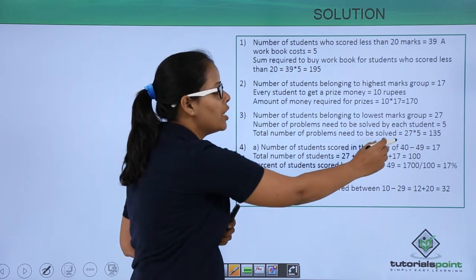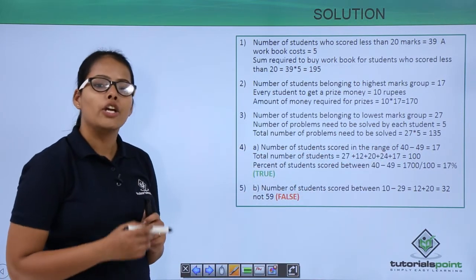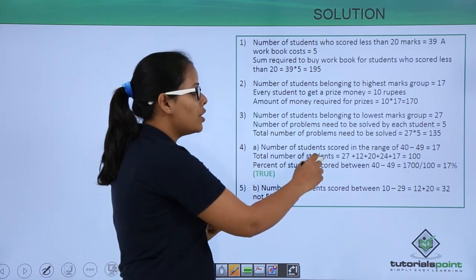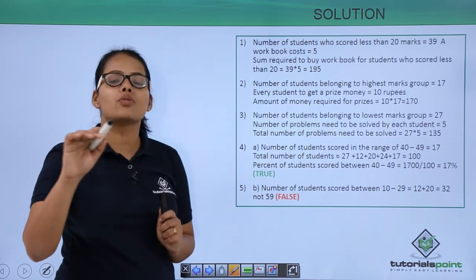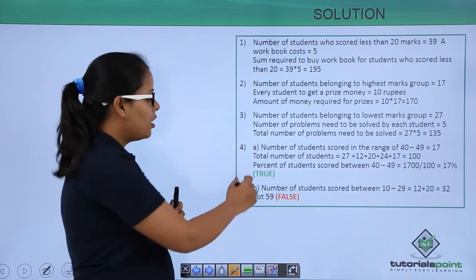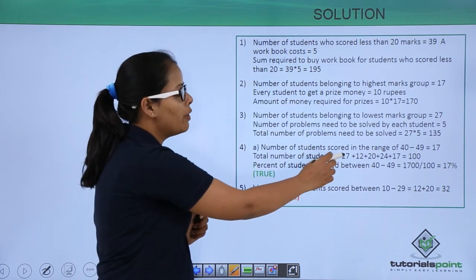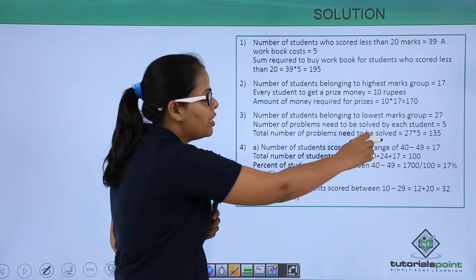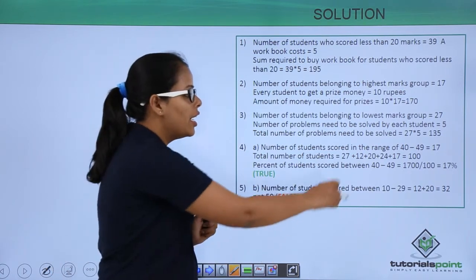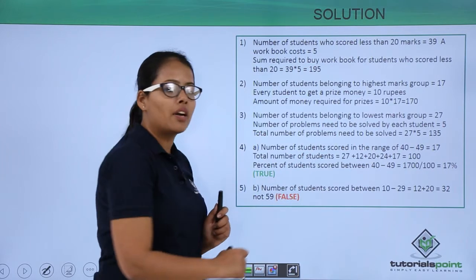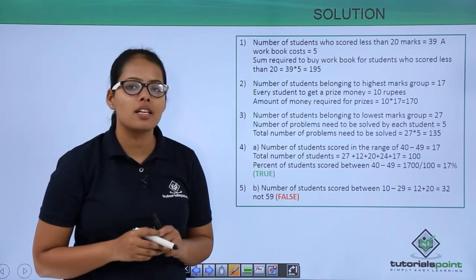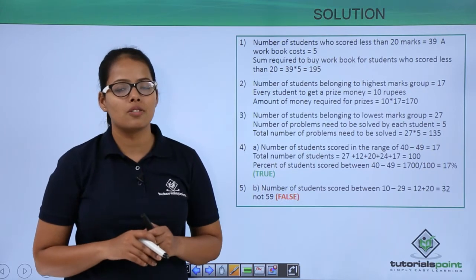The number of students who scored in the range of 40 to 49 is 17. You can write it down using a bar graph. The total number of students will be the sum of all the students in the different marks groups, and that will be 100. The percent of students who scored between 40 to 49 will be the ratio of 17 to 100. That's how you calculate percentage, divided by the total number of students, which is 100, and this will give you 17%, and that's what was asked in the question. So this statement is true.